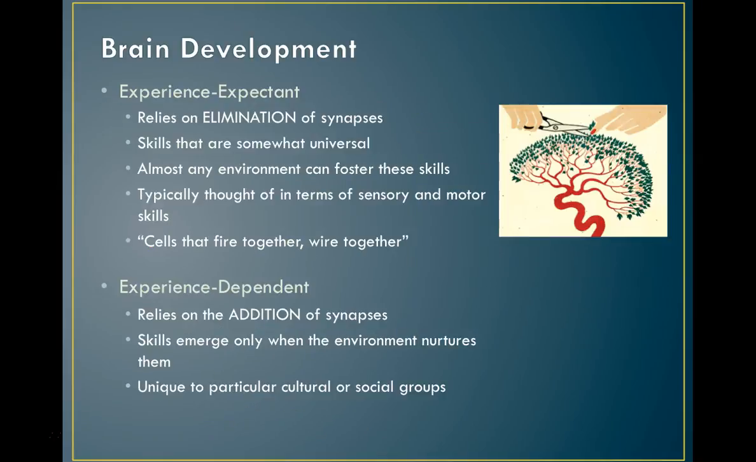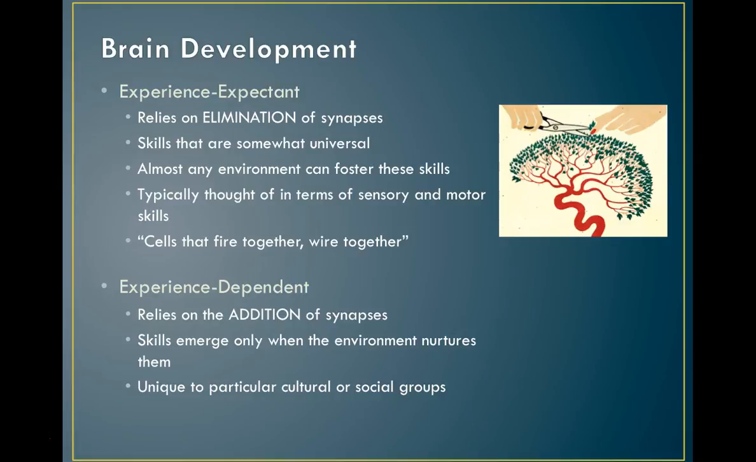So another thing that Ormrod mentions, and I'm not going to really spend a ton of time on this, but I wanted to clarify it for you because I don't think it's so clear in the book, is this idea of experience expectant or experience dependent influences on brain development. So experience expectant, the idea here is the elimination of synapses. So basically, there's certain skills that are going to be somewhat universal for everyone, right? Like crawling, for example. And almost any type of environment can foster these skills.